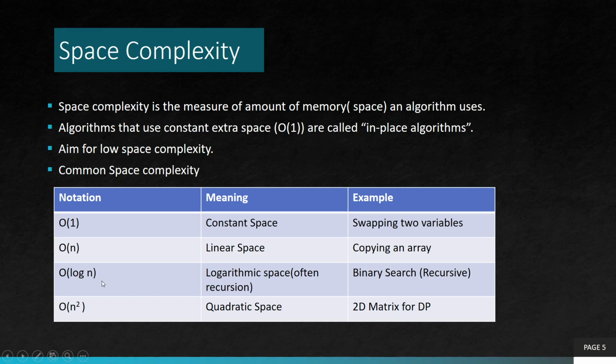The next one is big O of log n, which we call logarithmic space, and it is often used in binary search. And then the next one is big O of n square, which is quadratic space, and an example of this is a 2D matrix for dynamic programming.